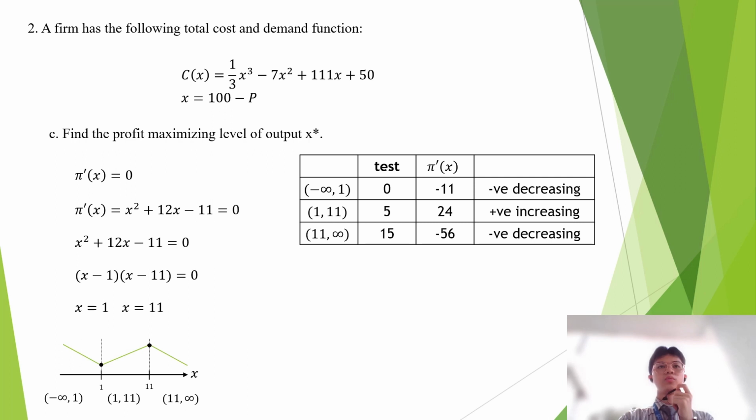After this, we can draw the graph and show where it is increasing and where it is decreasing. Based on the graph, we know that the profit maximizing level of output x is 11 because it turns from the positive side to the negative side when x is equal to 11.